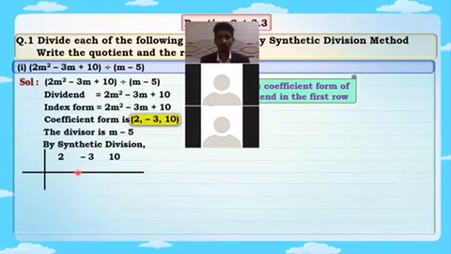After this students, if you observe, what is the divisor given to us? Tell me, what is the divisor? Yes, the divisor is m-5.